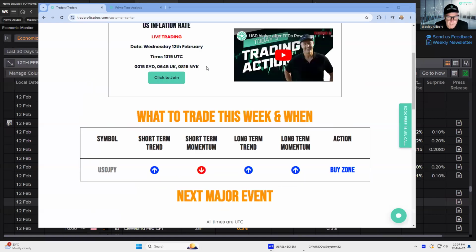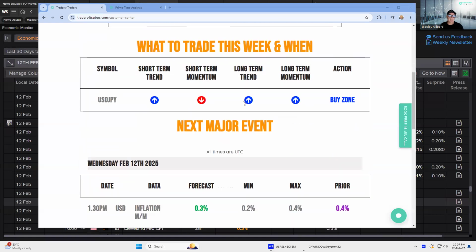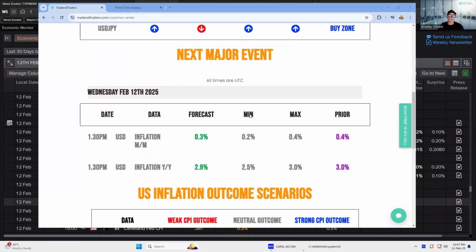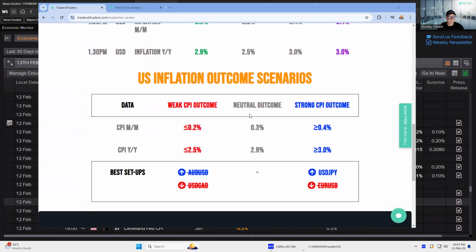Now, there's one or two things. I got a little bit caught up in almost trying to give us a few extra scenarios. And this is best trade setups for a weak CPI number. Aussie would go up, dollar CAD down.